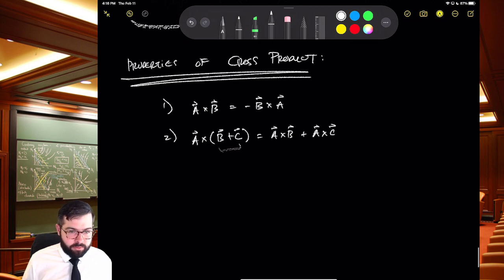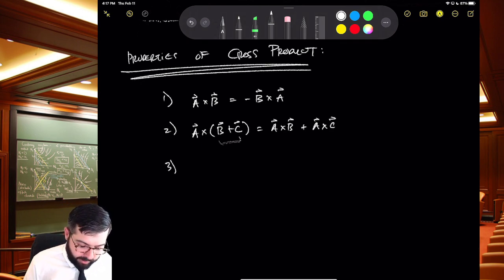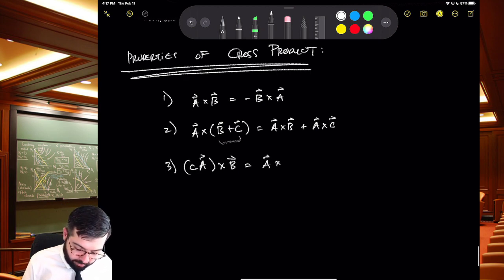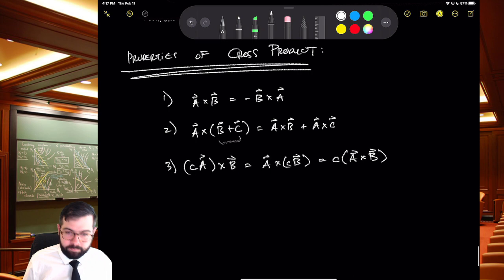What else? If we have a scalar C times some vector A, and I cross that with some vector B. This is the same as, it's like the associative property of a scalar multiplication. It's the same as A cross scaling up B by C, or it's the same as scaling up the whole cross product. Okay, so scalar multiplication is commutative.